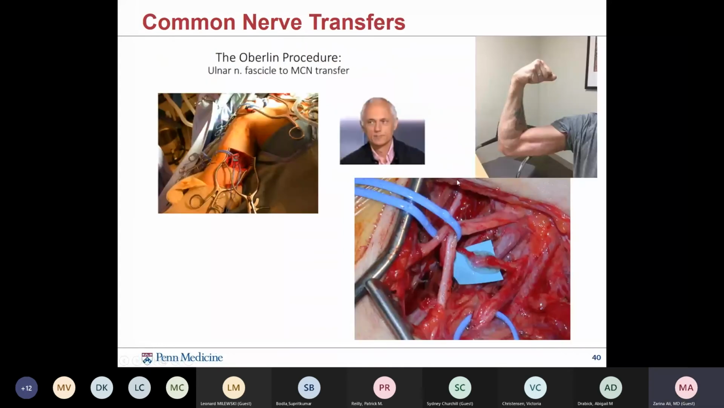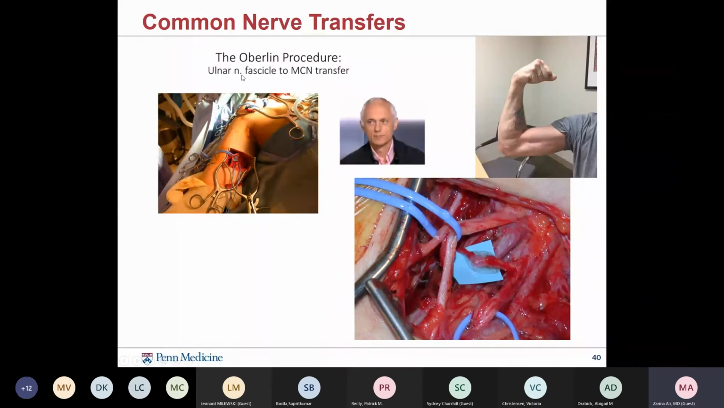So this was first described by Christophe Oberlin, and the most common nerve transfer that we perform is called the Oberlin procedure. It's where we have a patient that has weakness in the biceps, and this is often the case in patients that have upper trunk injuries at C5 or C6, where they lose the ability to flex at the elbow.